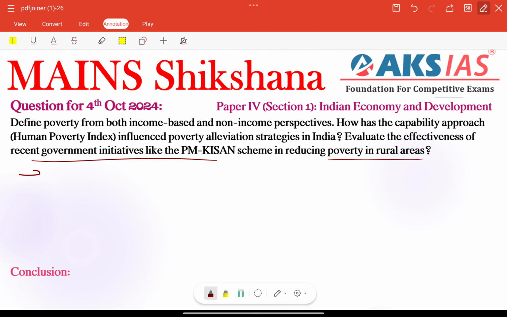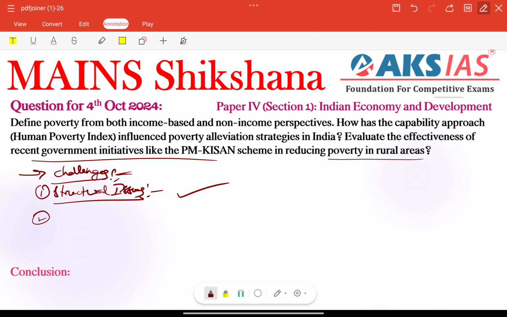Other than that, we need to focus on providing some challenges we are experiencing in poverty alleviation. The first thing is structural issues: land fragmentation, low agricultural productivity, lack of access to markets, implementation issues, corruption, inadequate coverage, etc. These are structural issues. For example, a recent study by Niti Aayog also showed that leakages in rural welfare schemes reduce their effectiveness. That is also very important.